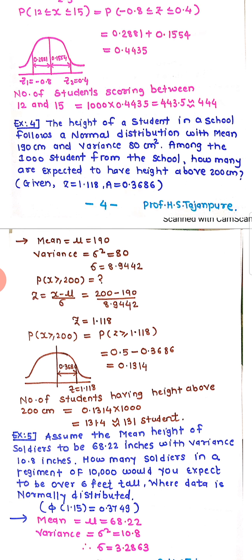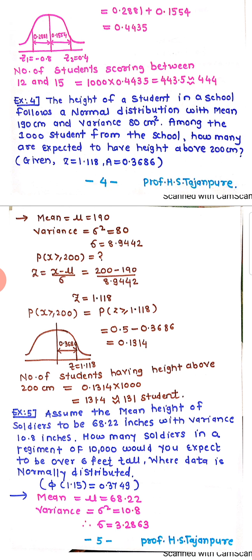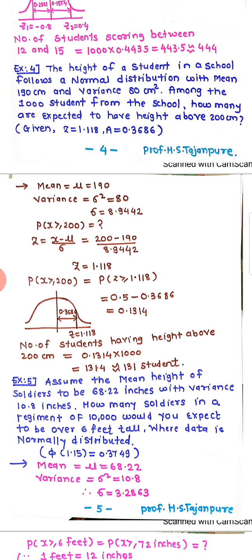So see, mean, that is mu, is given, it is 190. Variance means sigma square, which is equal to 80. So take the square root, you will get sigma, that is the standard deviation, 8.9442. Now we have to find the probability of x greater or equal to 200. Question is, how many are expected to have height above 200 centimeter? That is, we have to find the probability of x greater or equal to 200.